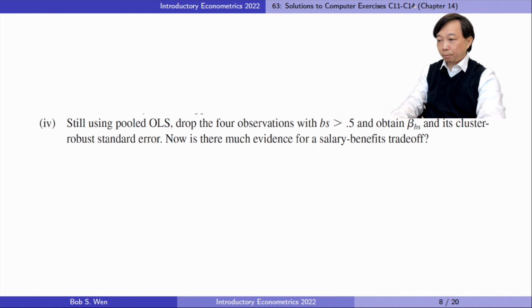In part 3, we use pooled OLS and drop the 4 observations with BS larger than 0.5 and obtain the estimate for BS and its cluster robust standard error. Now, is there much evidence for a salary benefits trade-off?